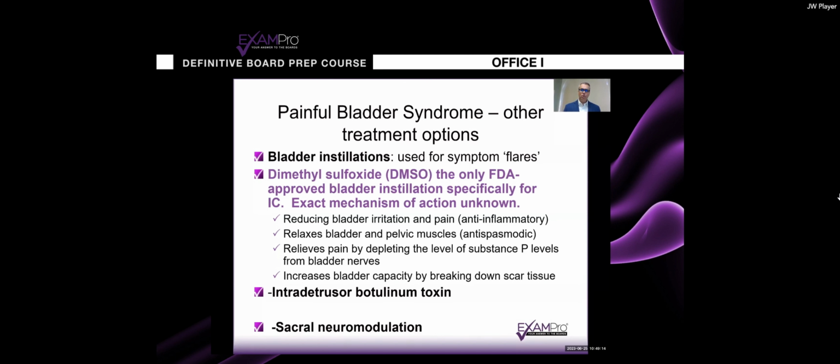I do want to also mention the only FDA approved treatment is the Elmiron. So just be aware of that. All these other treatments are off label. It's always good to know when a treatment is FDA approved for that indication or off label. So please do be aware of that as well.